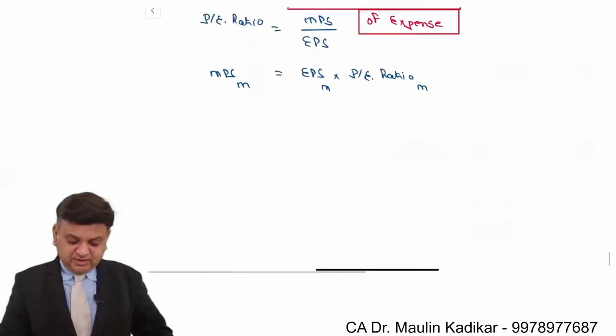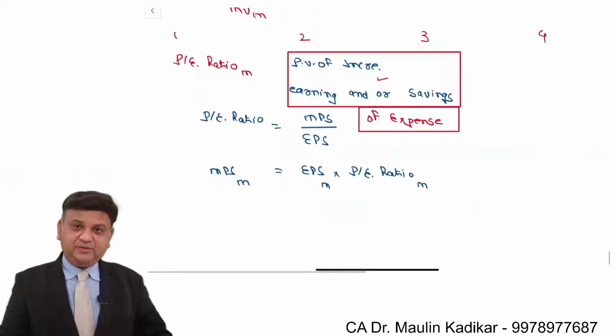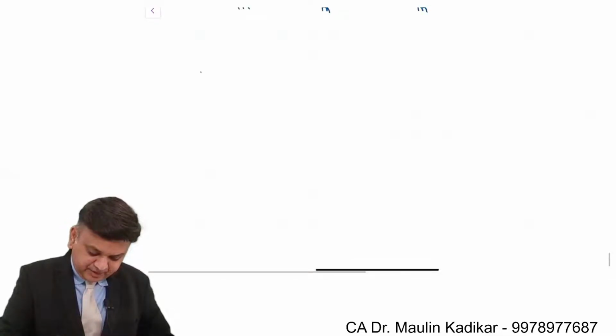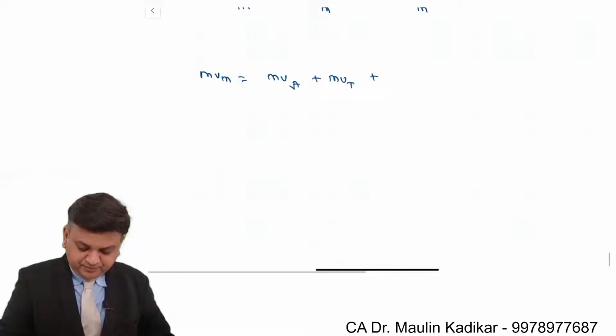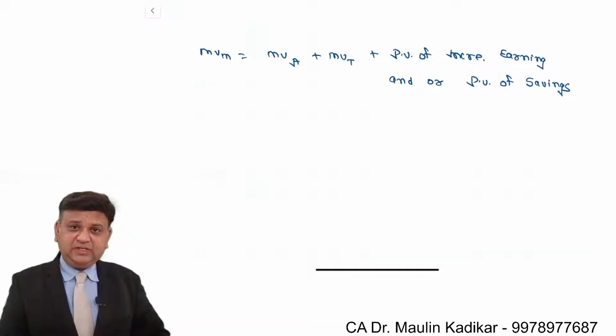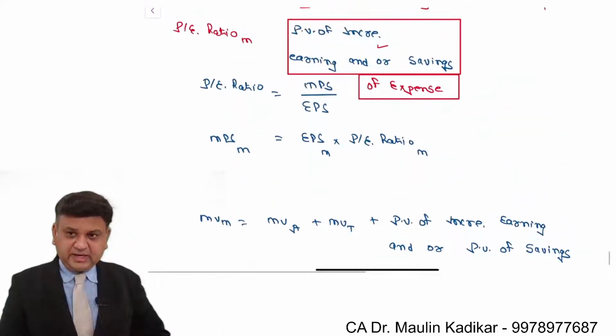So coming back to the point, we may be provided with this kind of information. If such information is given, then the market value of the merged firm will be found as market value of A plus market value of T plus present value of incremental earning and/or present value of the savings. That is the way we are required to calculate the answer.